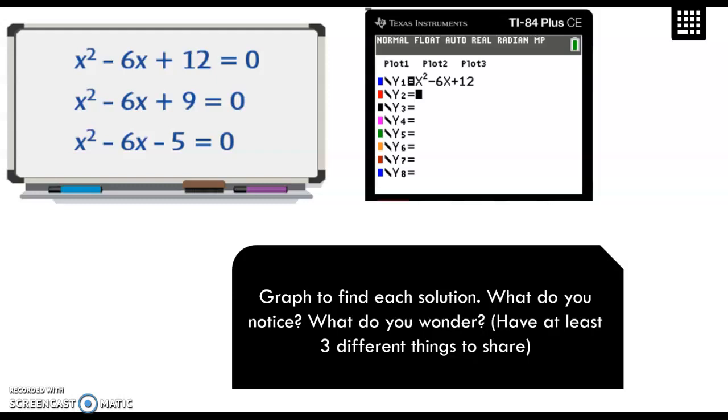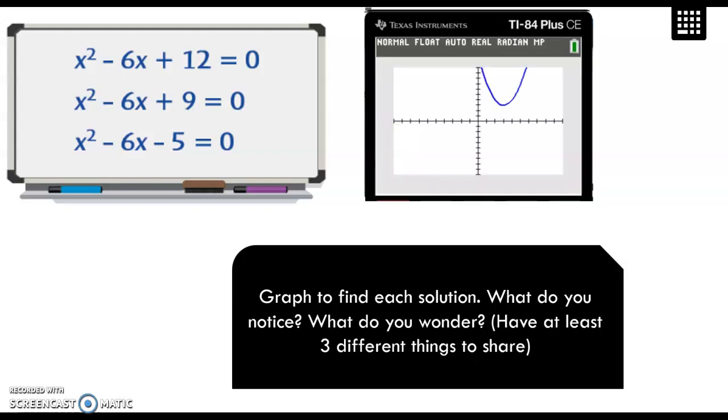Okay, so I graphed the first equation, and when I graphed it, it was a parabola. It opened upwards, and the vertex was above the x-axis, which means that this particular parabola will never be equal to 0. It's never going to cross the x-axis. This quadratic equation has no solutions because its related function doesn't cross the x-axis.